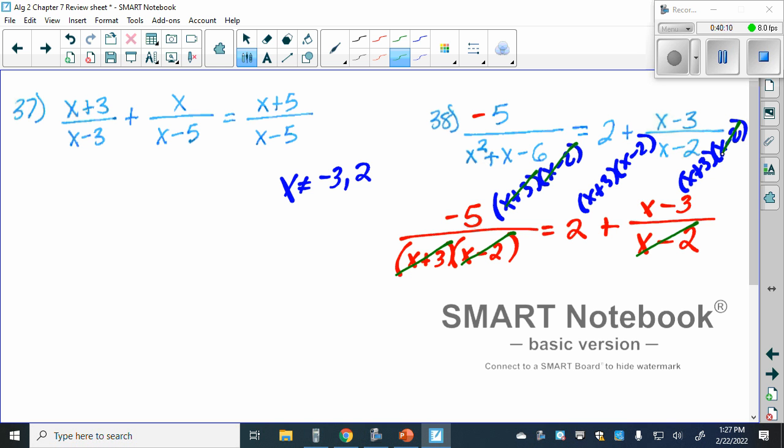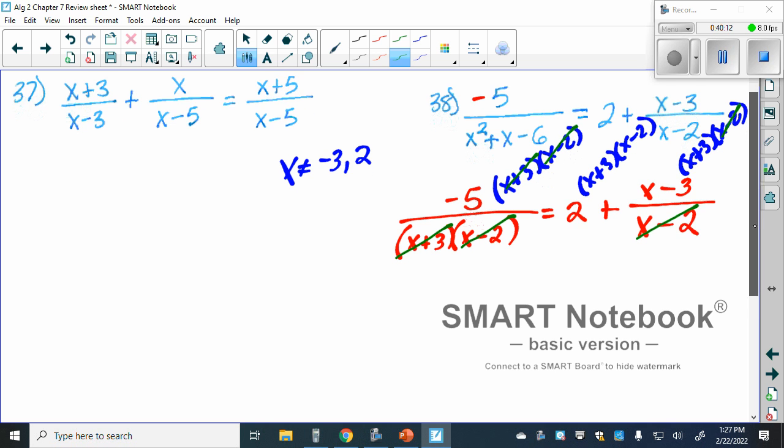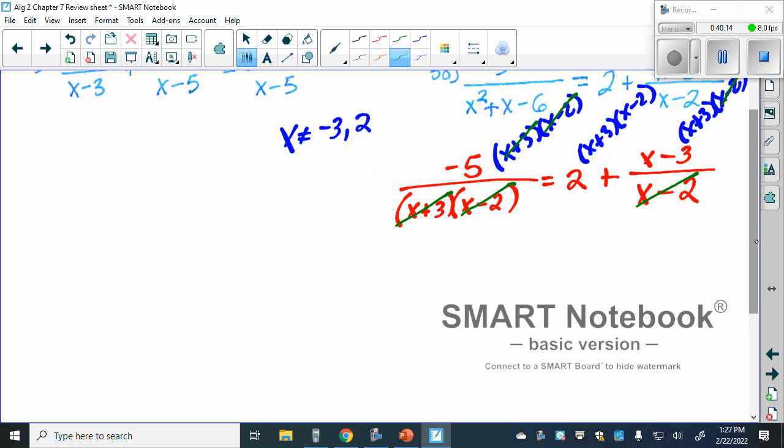A lot of the time it can be helpful to just pick one of the denominators and multiply through and see what we get. If all the denominators canceled out, we're good to go. We can move on. If one of them didn't, we can add it to all the terms being multiplied and then simplify from there.